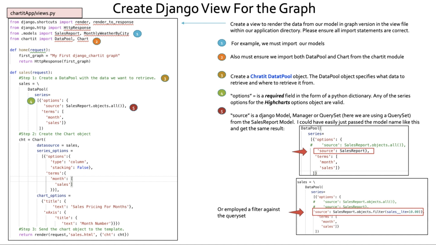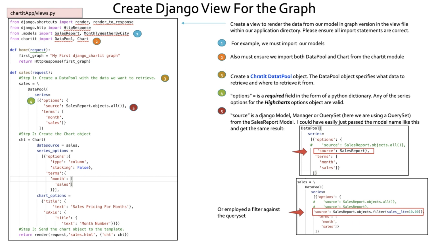Here, we are using a query set in the code next to number 5. I could have easily just passed the model name like this and gotten the same results, because remember, we can use a model, a query set, a manager, or a filter. So this is just using the name of our model, and it yields us the same results.